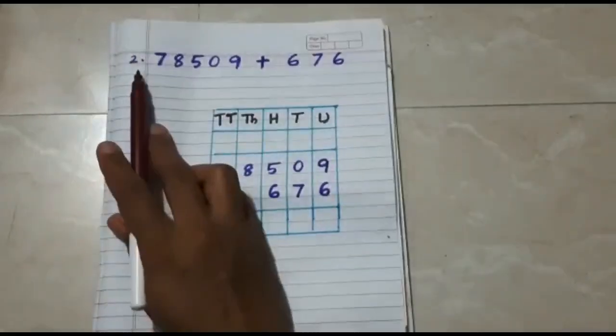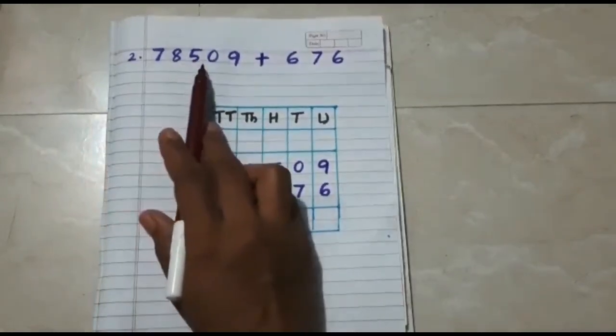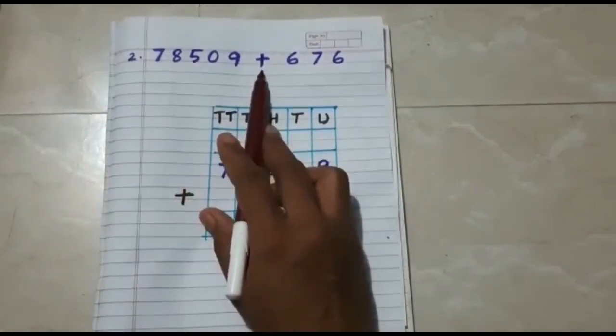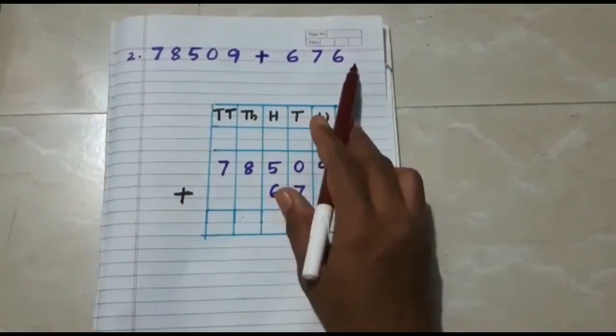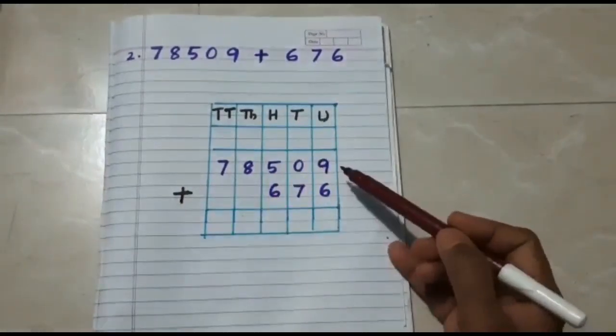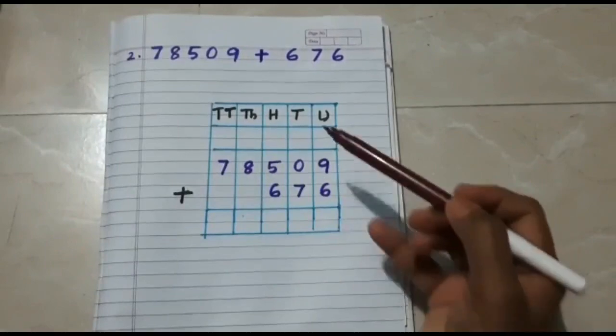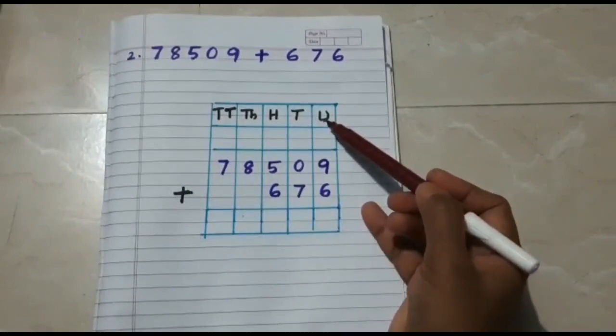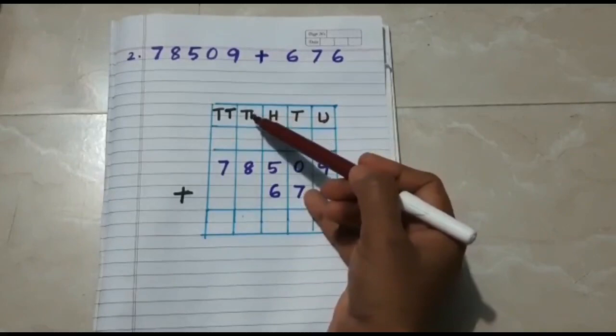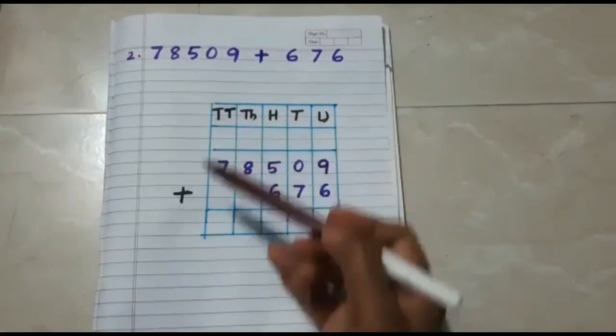Now question number 2 is 78,509 plus 676. We are going to add this. First, what we are going to do is draw the columns mentioning the place value as units, tens, hundreds, thousands and 10,000s.